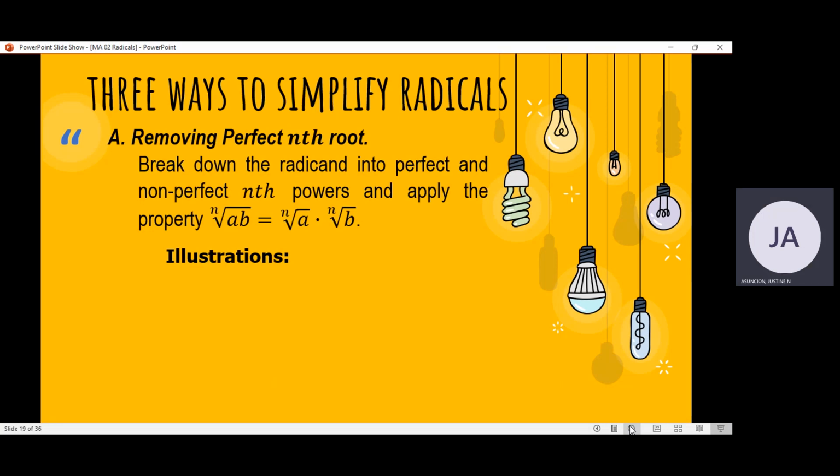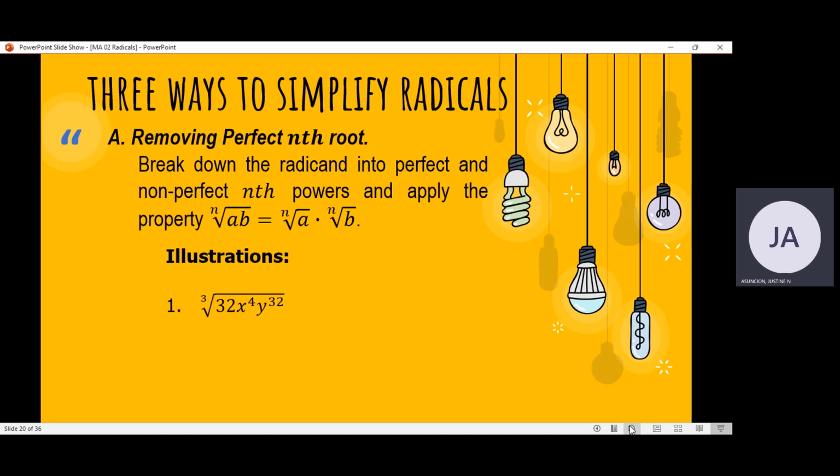Now, how to simplify the radicals. We have actually 3 ways to simplify radicals. Let's start first with this one: removing perfect nth roots. Break down the radical into perfect and non-perfect nth powers, and apply the property that the nth root of AB is equal to the nth root of A times the nth root of B. Now let's have an illustration.